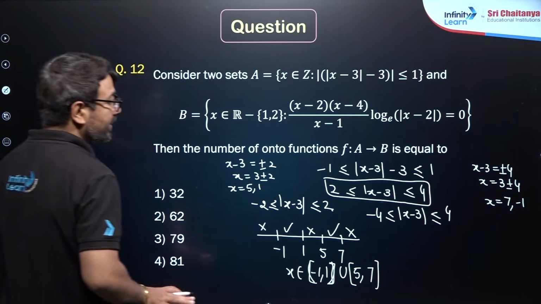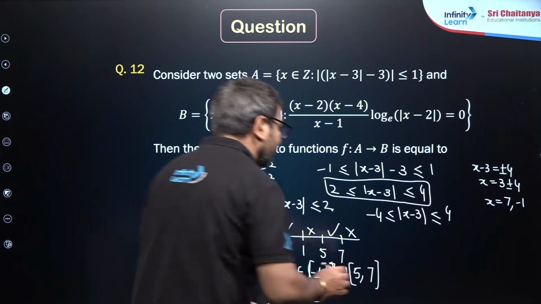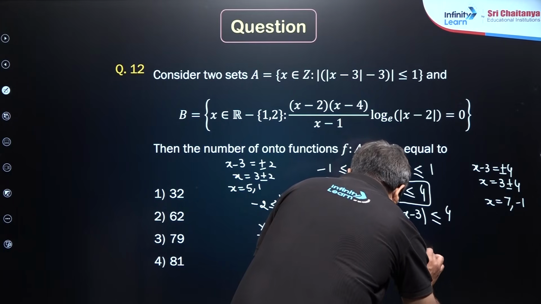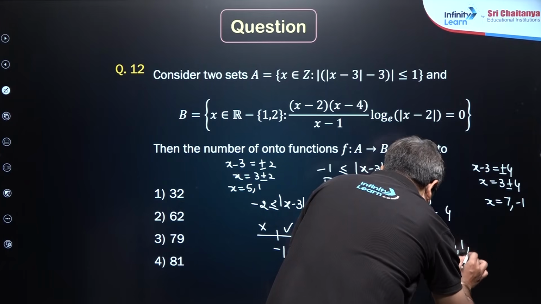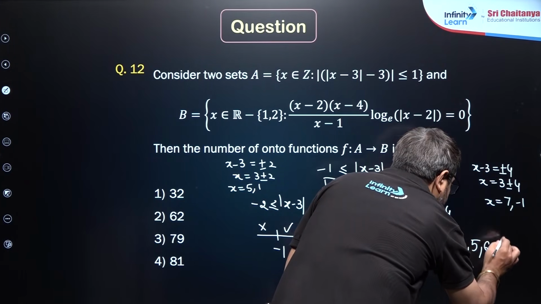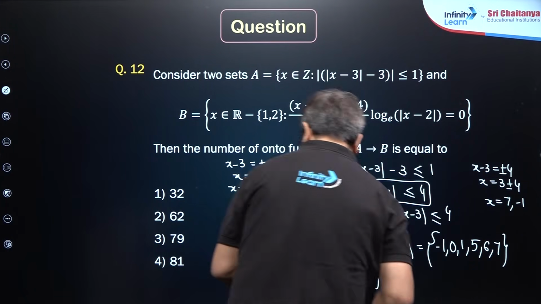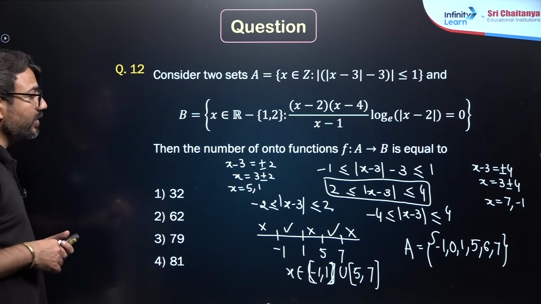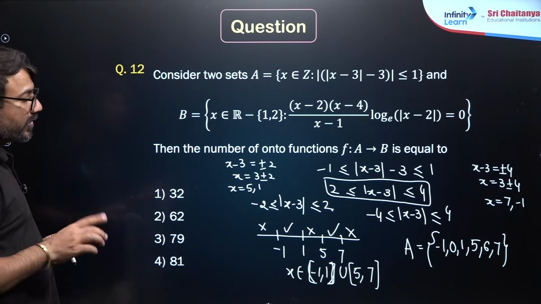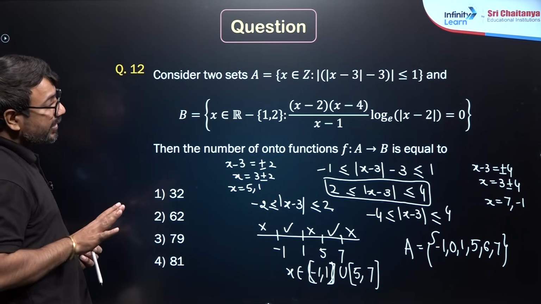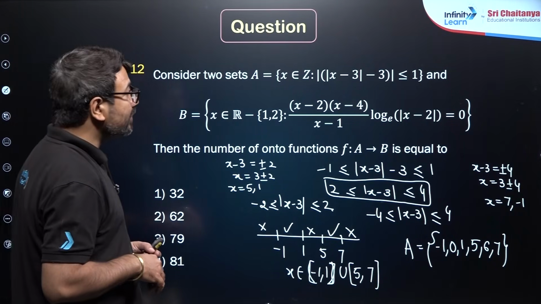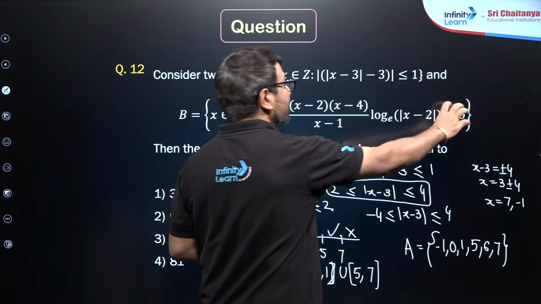So this is the A set. That means if you have to write the elements in the A set, that will become minus 1, then 0, then 1, then 5, then 6, and then 7. So are you able to understand how we have written minus 1, 0, 1? Because these are the elements that I took all. Now, let's go ahead with the logarithm. Logarithm over here, they have said that this equation is 0.